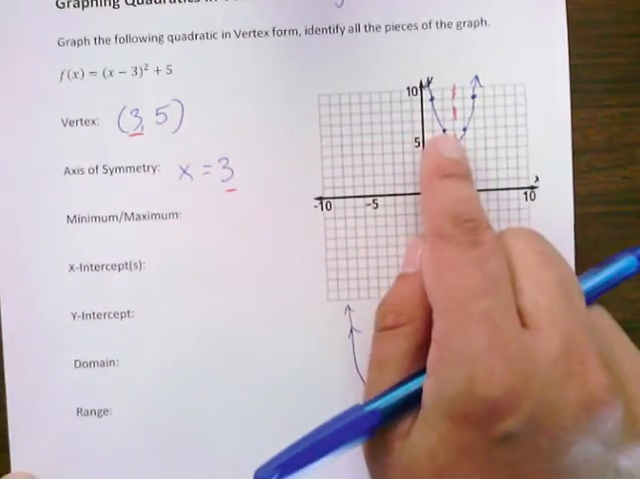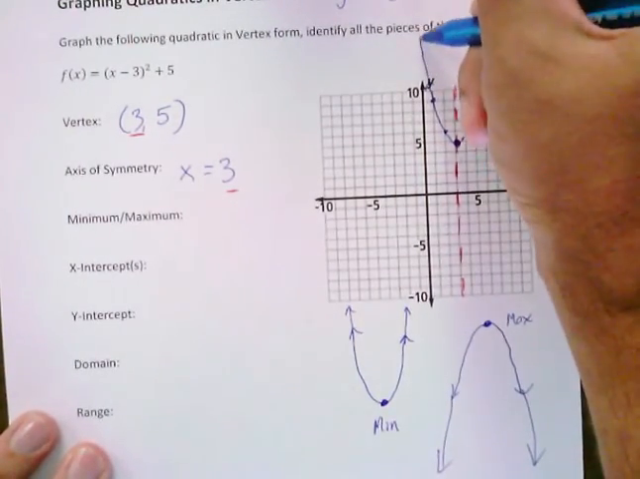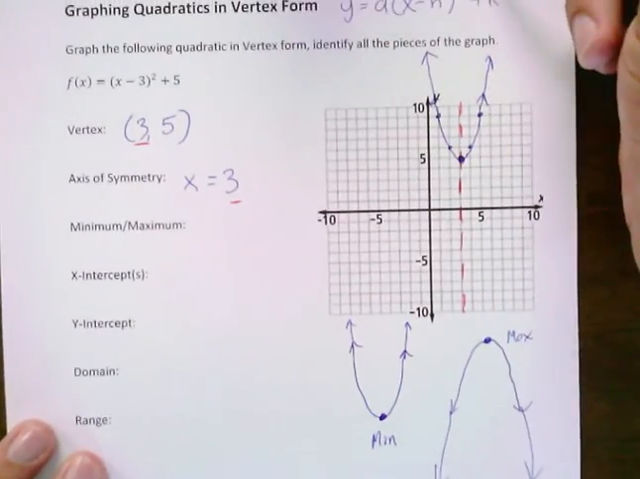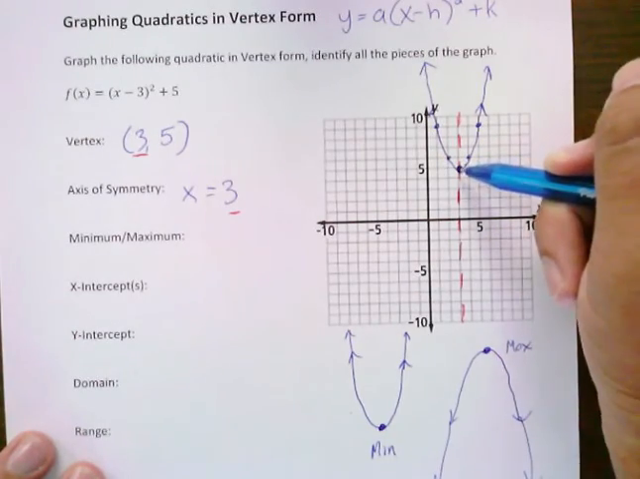So if I look at my graph, yes, I have arrows on the ends here. That means these graphs are going to continue on forever. So there is no maximum because there's always a point that's going to be higher. But a minimum, a low point, there is a minimum, there is a lowest point, which is right here.